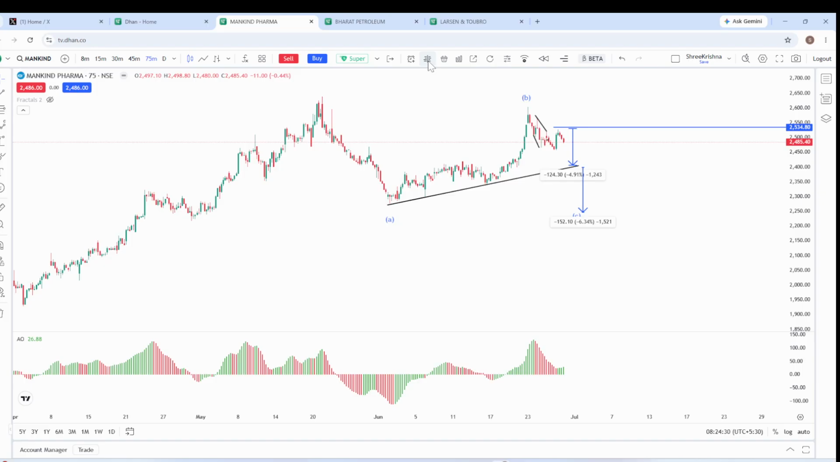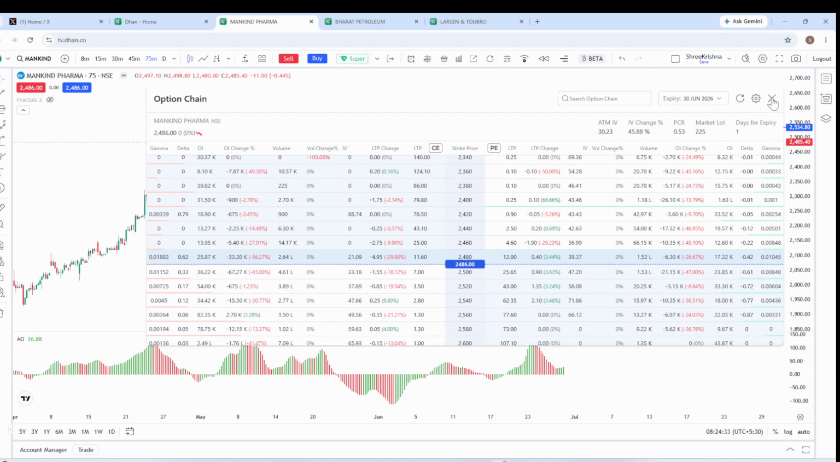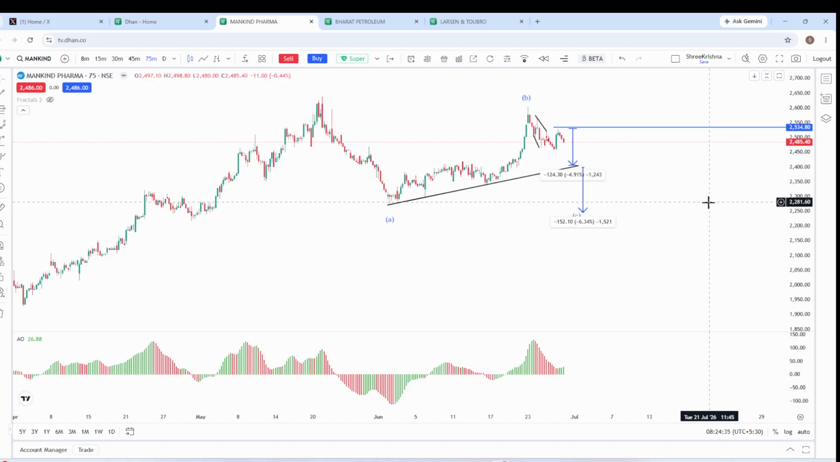And what is the lot size over here? The lot size is 225. You can make around 50,000 rupees with 1.5 lakhs और जो भी है इसका margin.